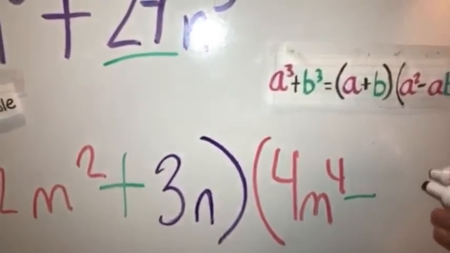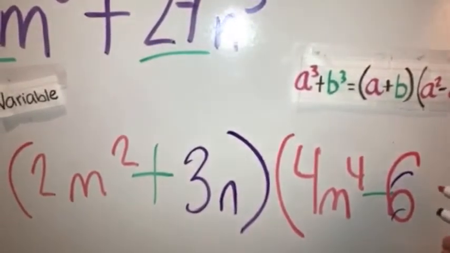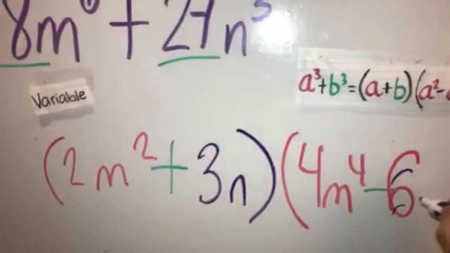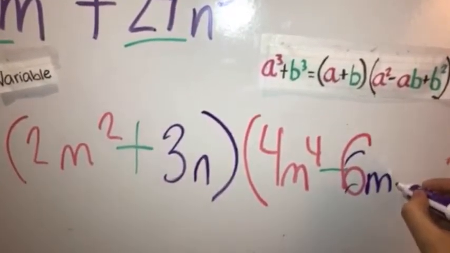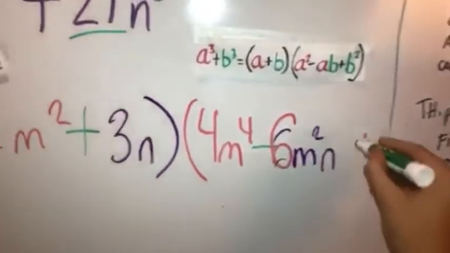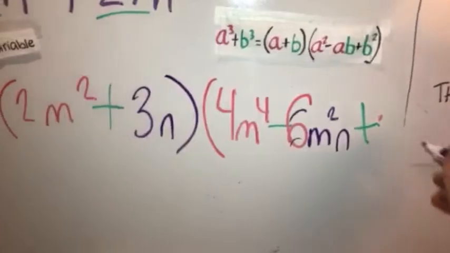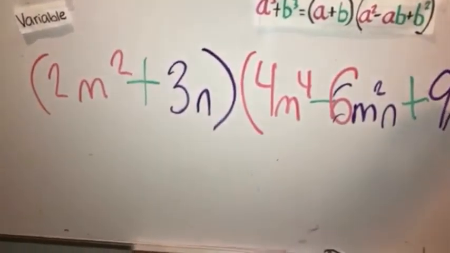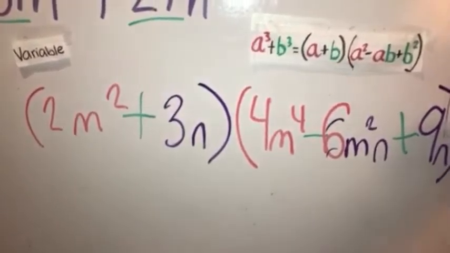Remember our signs. The first sign in the first parenthesis of our solution will be copied from the original problem. Then, the second sign will always be the opposite of the first sign. And the third sign will always be positive.